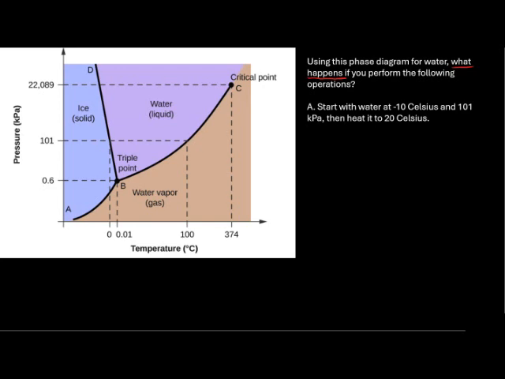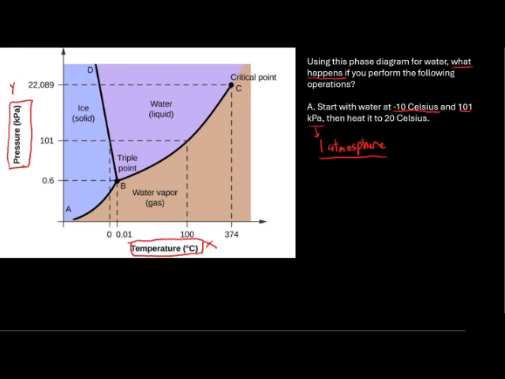First, let's locate the starting point on the graph. The starting point is negative 10 Celsius and 101 kilopascals. 101 kilopascals is roughly 1 atm, or 1 atmosphere. This is about standard atmospheric pressure. The pressure will always be located on the y-axis, and the temperature will always be located on the x-axis.